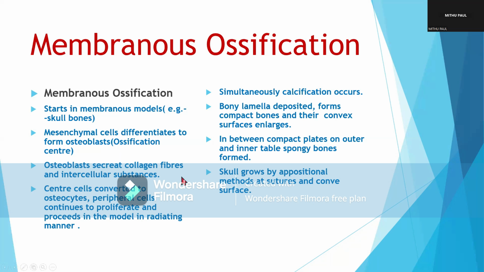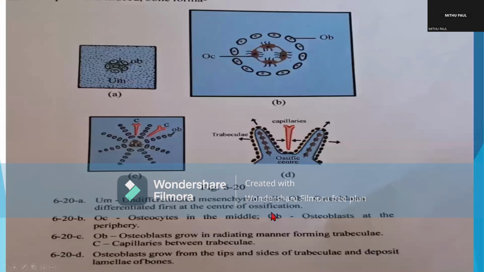Now, osteoblasts secrete collagen fibers and intercellular substances. As they secrete these substances, they deposit them surrounding the developing osteoblasts, forming different lamellar organizations of intercellular substances. Then what happens? The cells in the center, that is the osteoblasts, are converted to osteocytes, and at the periphery, they again proliferate in a radiating manner. See the coming picture. This is the start point of ossification in a membranous model.